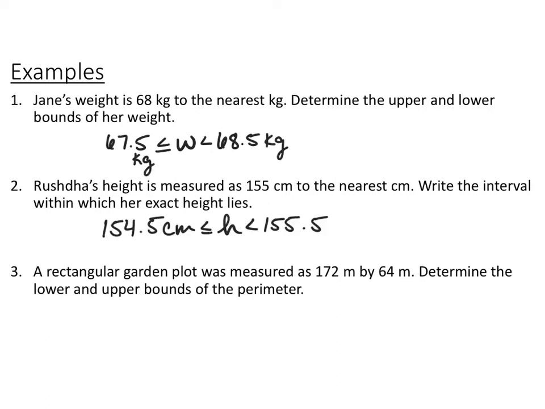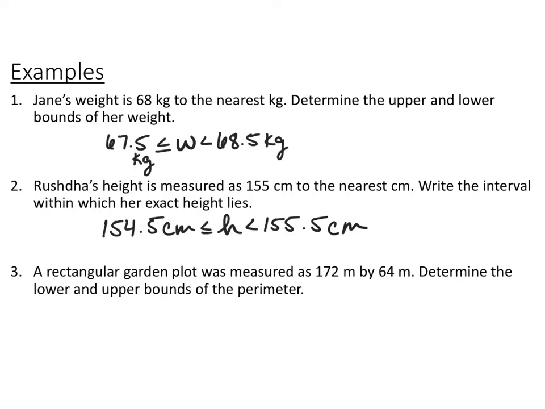So first off, I went back and I added units. It's always more accurate to make sure we have units in here because 67.5 kilograms is very different than 67.5 pounds. So for number 2, it's very similar. If it's rounding to the nearest centimeter and it's 155 centimeters, then the interval, the smallest that it could have been would have been 154.5 centimeters included. The biggest it could have been would be 155.5 centimeters not included. So that would be the interval of her exact height.